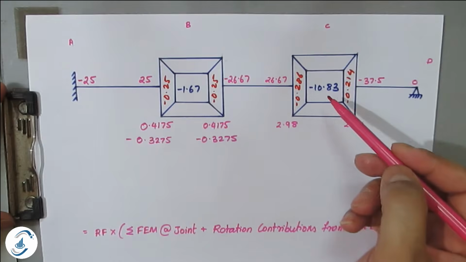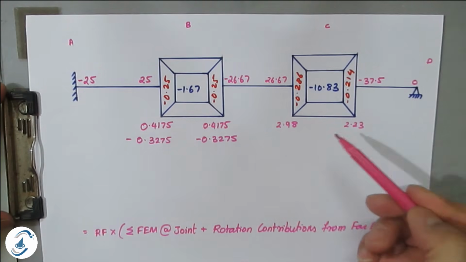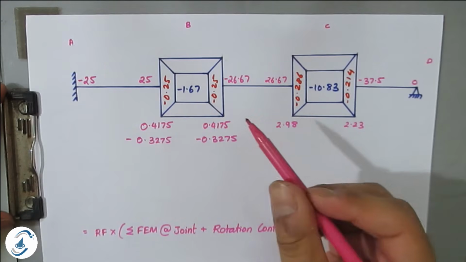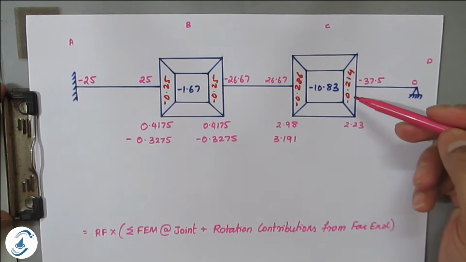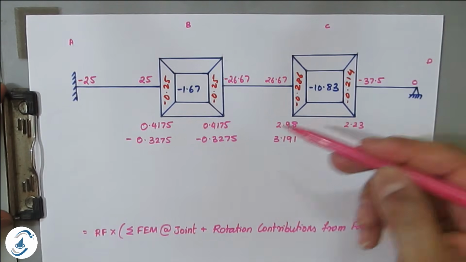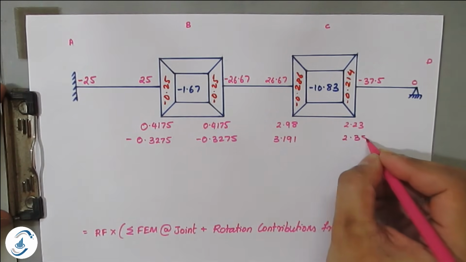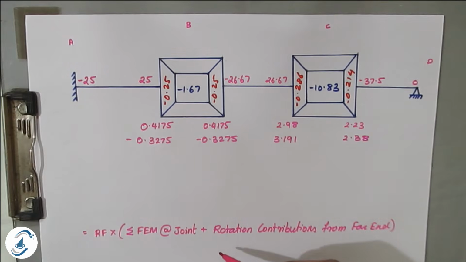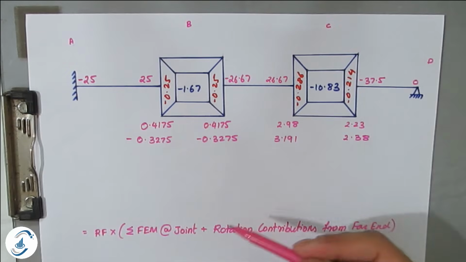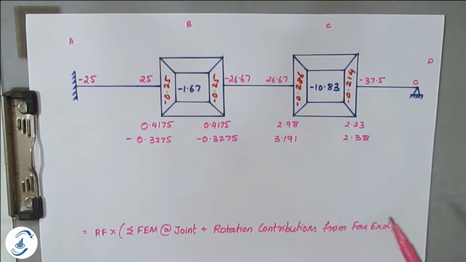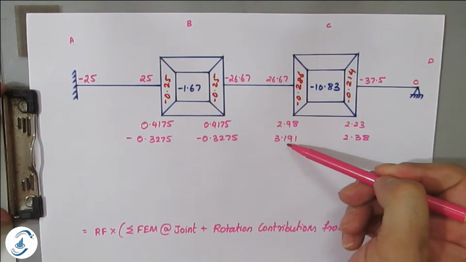Now second iteration for C, minus 0.286 into minus 10.83 plus rotation contribution from far end, that is minus 0.3275. So the value will be 3.191. Then minus 0.214 into minus 10.83 minus 0.3275. The value will be 2.38. Whatever the sign is there at the far end, that you have to take. But the formula you have to follow. Next, the third iteration, minus 0.25 into minus 1.67 plus 3.191.